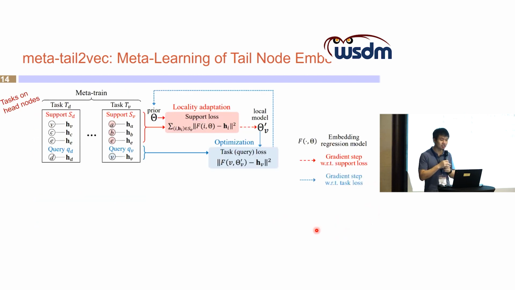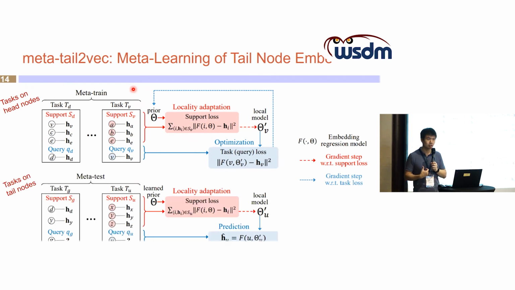So basically, in the meta-training stage, the tasks are constructed from the head nodes, right? So we can learn a prior. The prior is learned by adapting to the support set. And then we optimize the query loss and backpropagate to the prior. In the testing stage, we look at the tail nodes, right? The tail nodes also have a support set. We try to see how to use the support set with the learned prior to predict on the actual query node, which gives us the embedding of the tail node, all right?